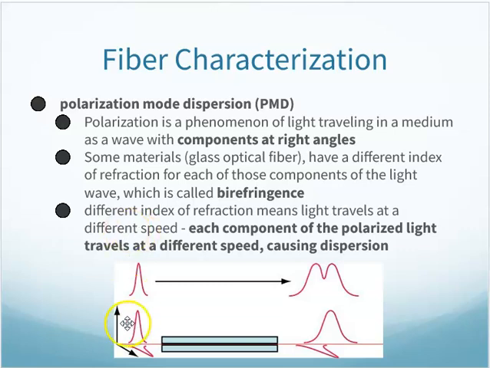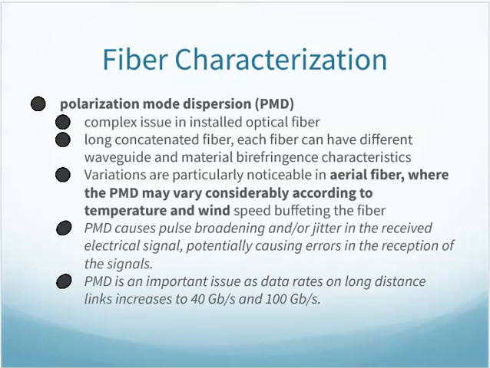Polarization mode dispersion. Remember, light sent down through fiber is actually two component pieces at right angles. And with that, some of your materials, glass, optical fiber, have different index of refraction on each of those components, and that is called birefringence. So each component of polarized light travels at a different speed, causing dispersion. So as it's moving down through one fiber to the next, it's encountering these different indices of refraction. Those component pieces might travel at slightly different speeds, if you will, or bend at different amounts, and that would affect the signal. Those component pieces would get affected, creating dispersion.